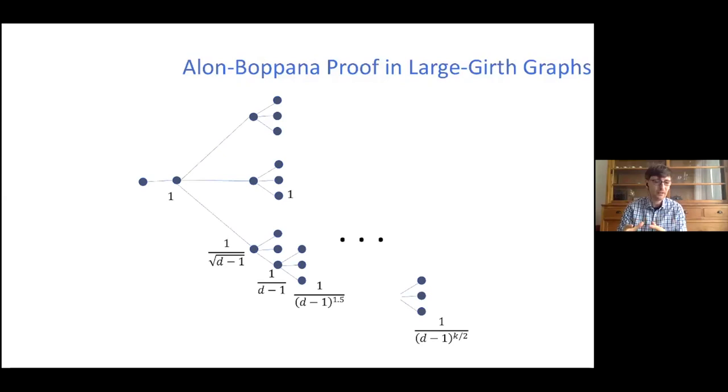And the assignment that comes up in the Alon-Boppana theorem, in their proof, is to pick some arbitrary vertex and label it by one. Then there is sort of a reason why you don't want to leave this vertex's one neighbor alone. Otherwise, you label the other d minus one neighbors by one over root d minus one. Here, d is the degree. And then you label the neighbors of the neighbors by one over d minus one, and so on.